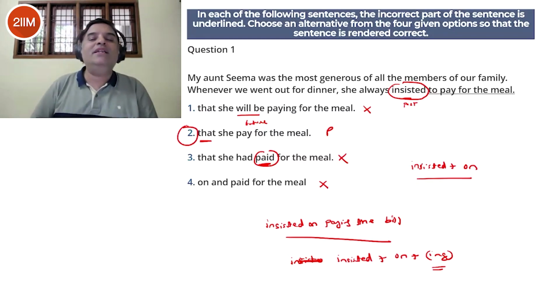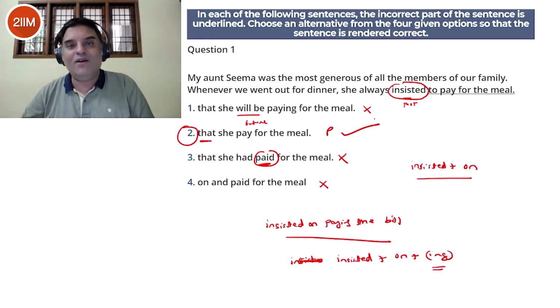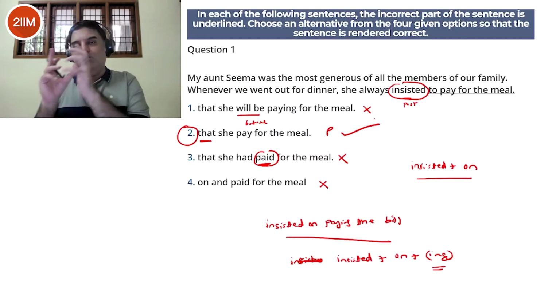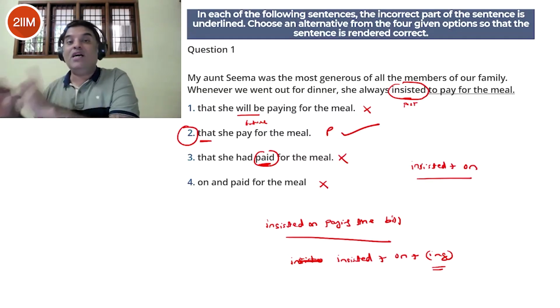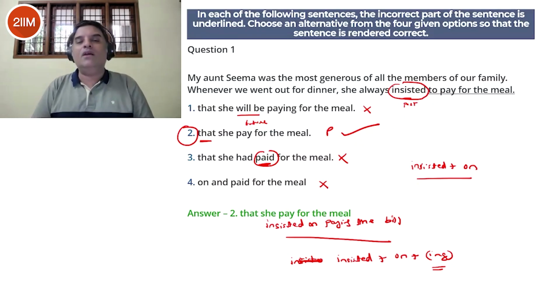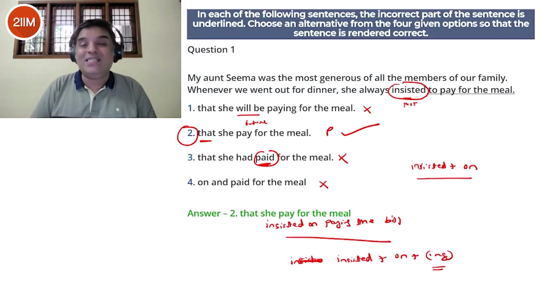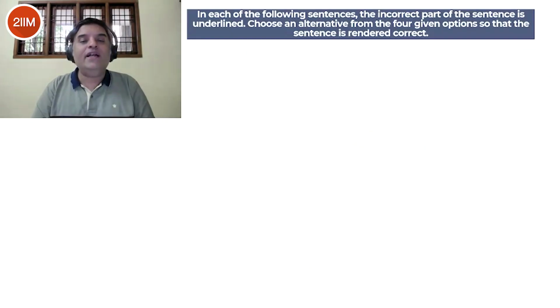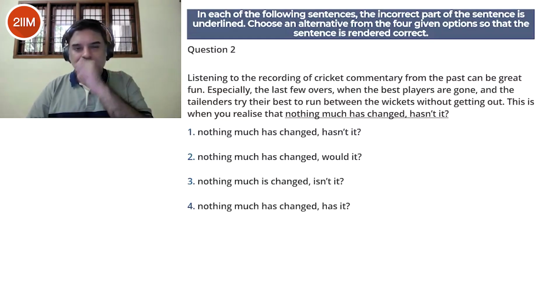"She always insisted that she pay for the meal." Okay, so remember that with insisted, you will use on, and if you're using on, you will use the ing form, and that's why 4 is wrong. Okay, so 2 is correct, insisted that she pay for it. All right, now this can get a little tricky if your grammar concepts are not strong. So make sure you revise the grammar basics, especially tenses, prepositions. Those are very important.